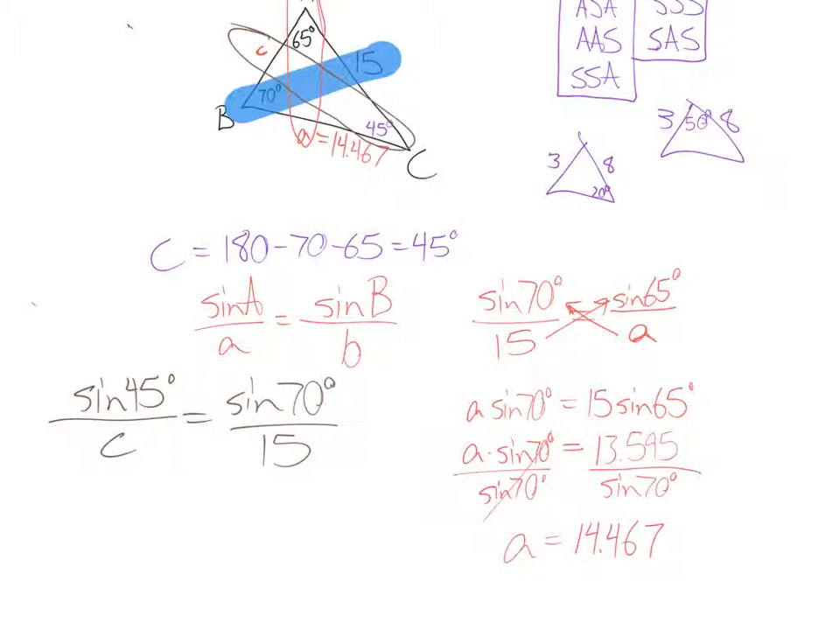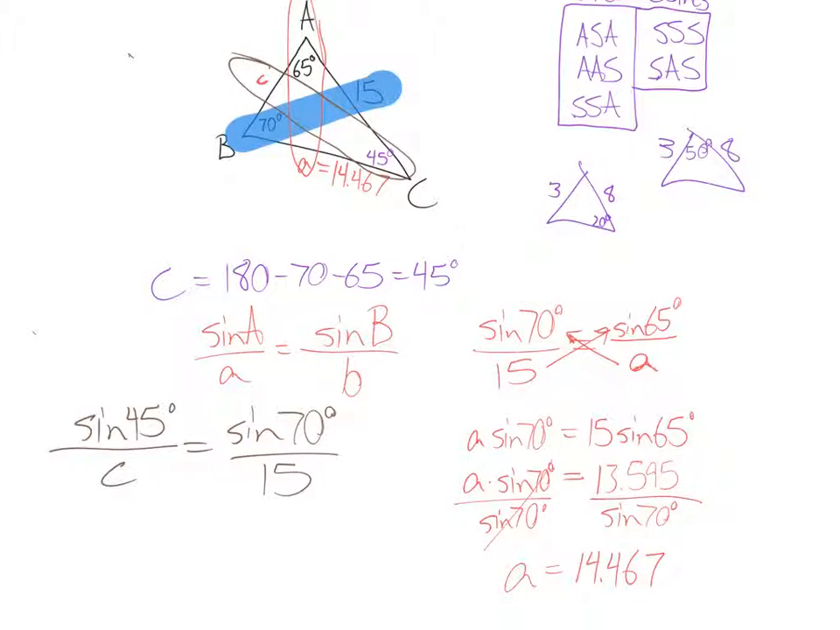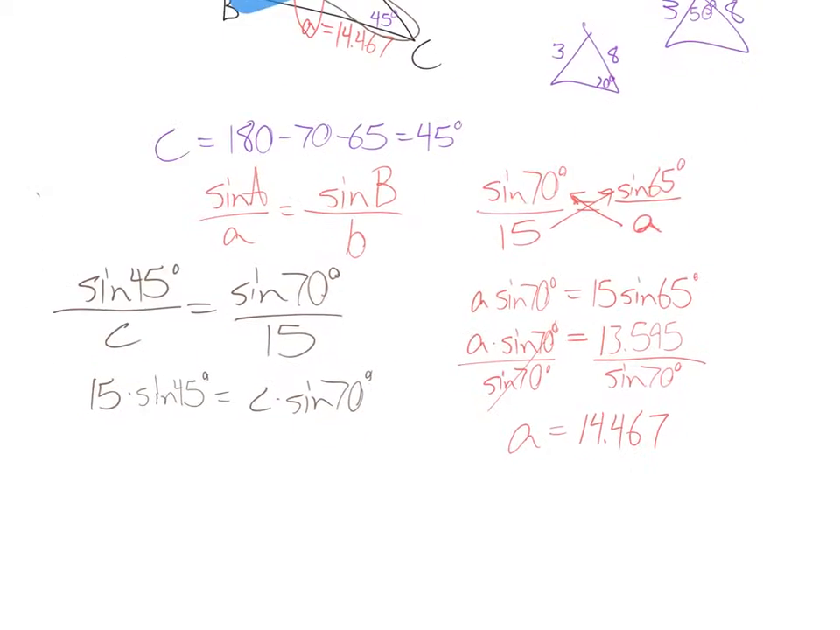So again, you cross multiply. 15 times sine of 45 is C times sine of 70, and then you're dividing by sine of 70. And C is, what did we say again? 11.287.